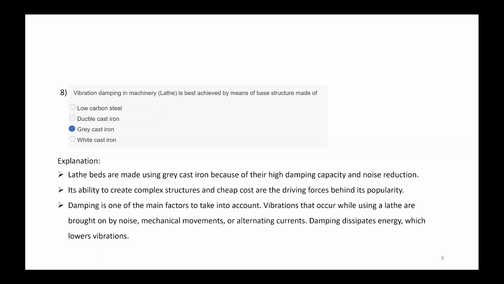This can be explained by saying that lathe beds are made using grey cast iron because of their high damping capacity and noise reduction, and its ability to create complex structures and cheap cost are the driving forces behind its popularity. And damping is one of the main factors to take into account because vibrations that occur while using a lathe are brought on by noise, mechanical movements and altering currents, and the damping capacity, which is higher in grey cast iron, dissipates energy which lowers the vibrations and noise.